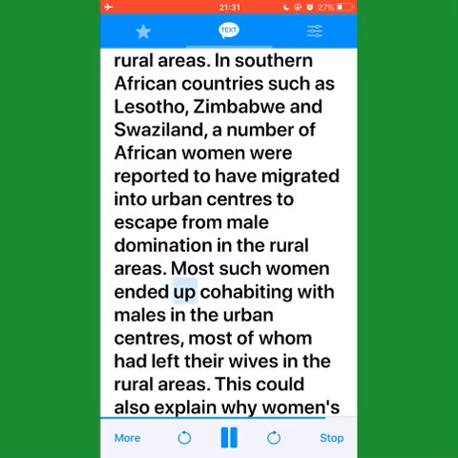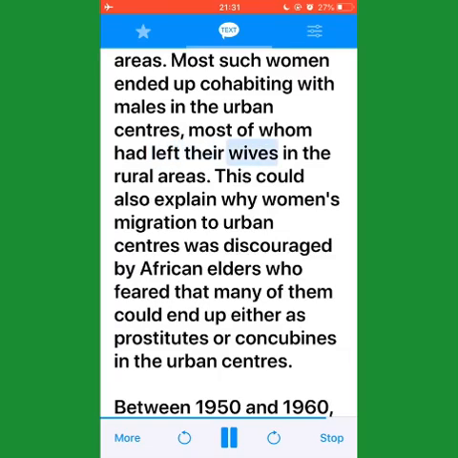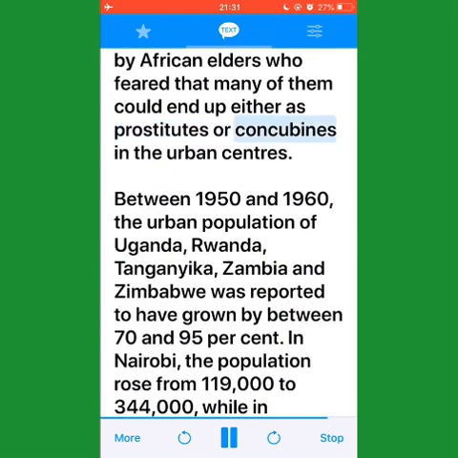Most such women ended up cohabiting with males in the urban centers, most of whom had left their wives in the rural areas. This could also explain why women's migration to urban centers was discouraged by African elders who feared that many of them could end up either as prostitutes or concubines.